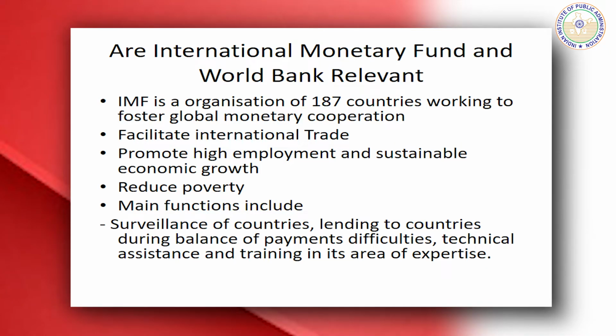Another two important institutions in the world are the IMF and the World Bank, the multilateral institutions. The International Monetary Fund is an organization of 187 countries set up basically to facilitate international trade, monetary cooperation, reduce poverty, promote high employment and sustainable economic growth in countries. So, basically it has two functions. One is surveillance of countries, and second is lending to countries during balance of payment difficulties, technical assistance and training in the area of expertise.